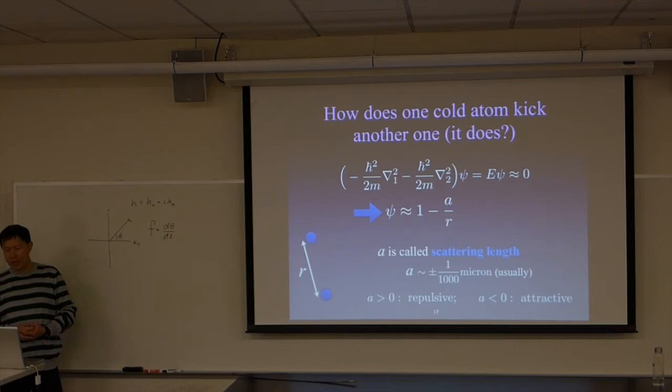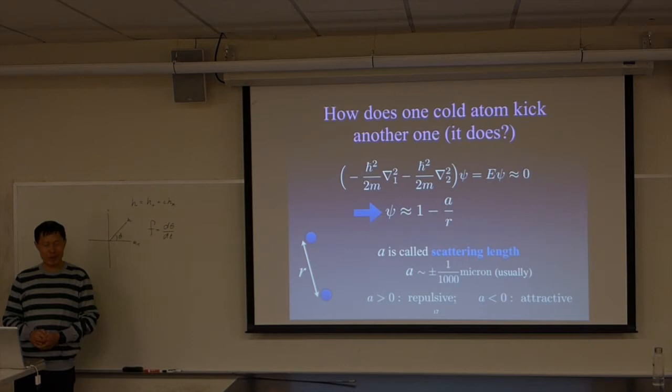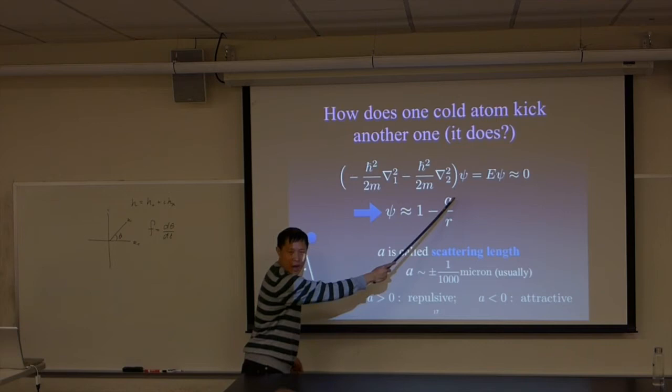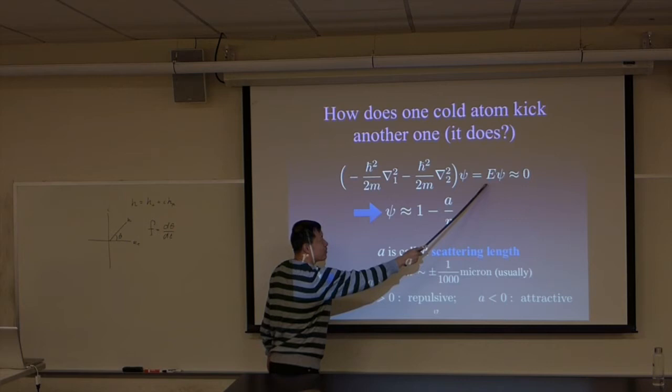How does one cold atom kick another one? So to answer this question, we have to use the Schrödinger equation. So here I wrote the so-called stationary state Schrödinger equation. The dynamic Schrödinger equation is H psi equals i h bar partial psi partial t. But for the stationary state, we can replace that operator by energy.